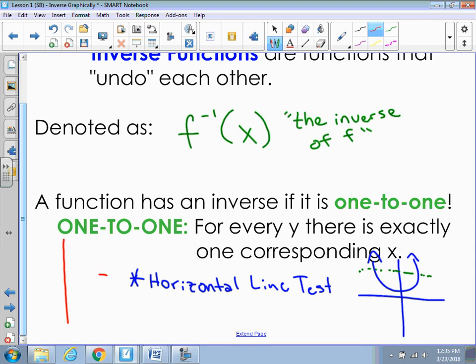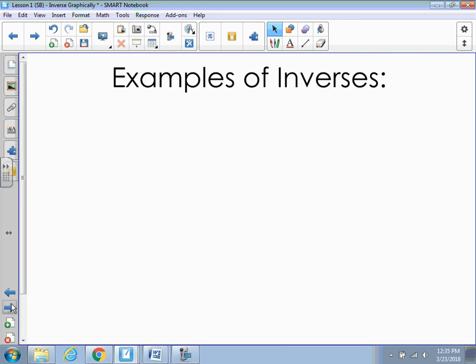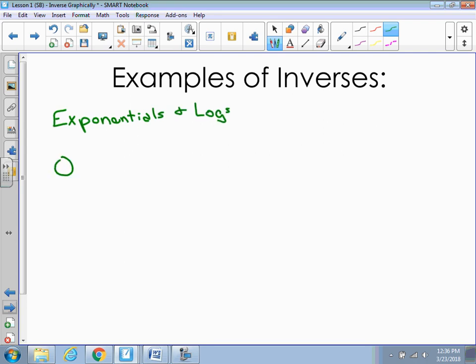However, if I look at, say, our log function, if I put a horizontal line anywhere there, I only hit at 1 point. So my log function is 1 to 1, so its inverse will also be a function. So here are some examples of inverses of each other. Our last unit was on exponentials and logs, and those are inverses of each other.